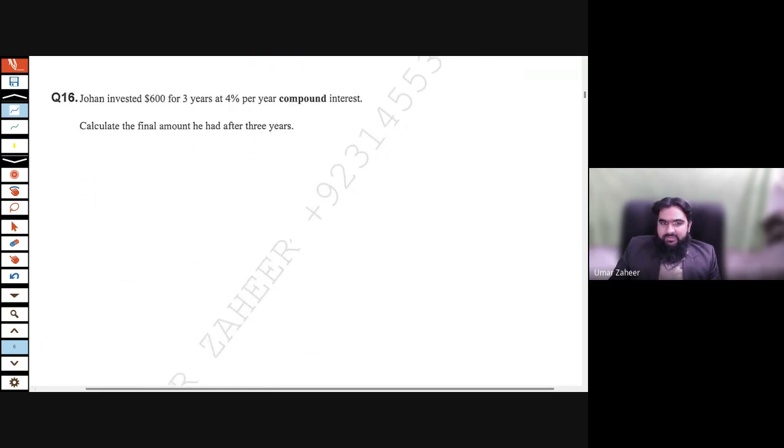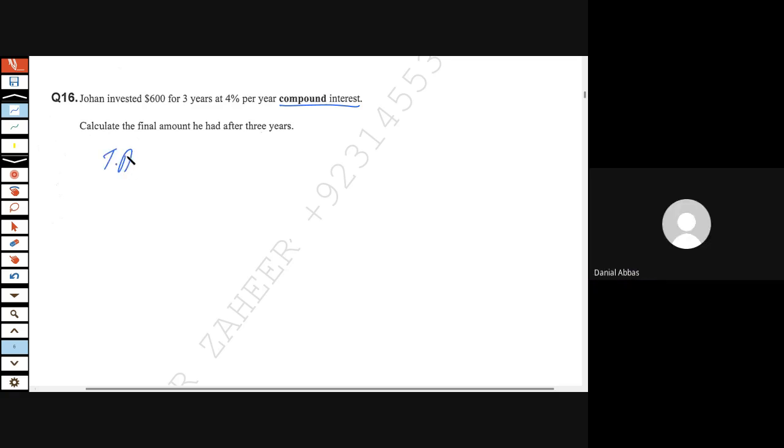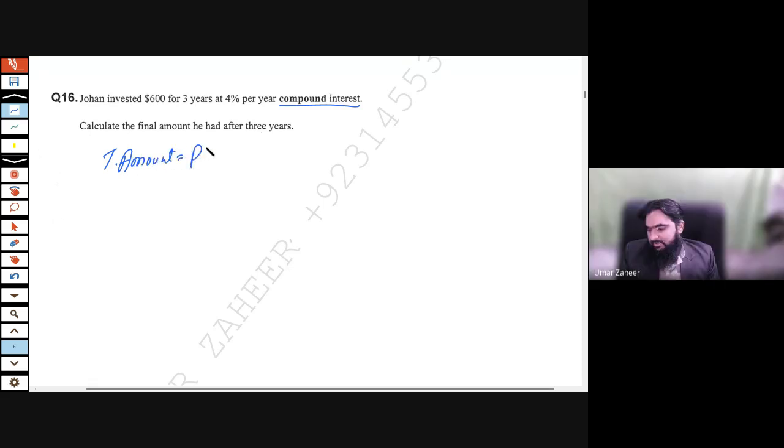All right, now we have the next question about compound interest. John invests $600 for 3 years at a rate of 4% per year compound interest. Find the final amount after 3 years. So, what is the formula? A equals P times (1 plus R over 100) to the power n, where n is the time in years.